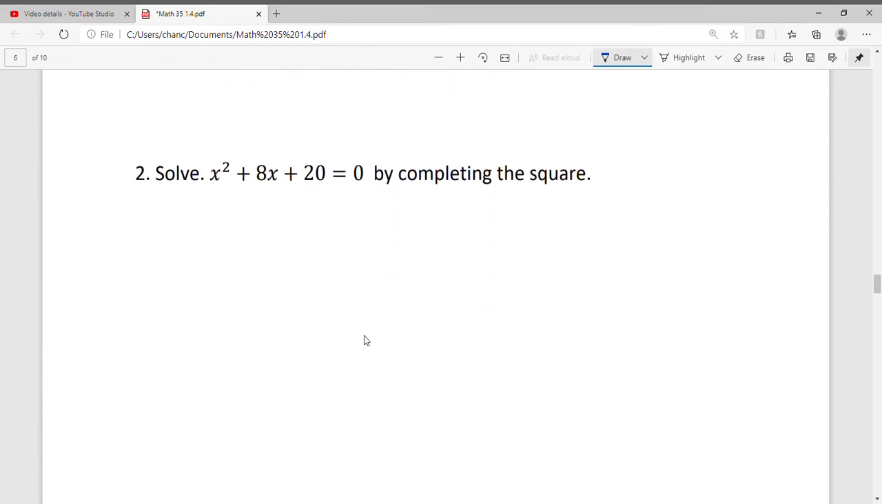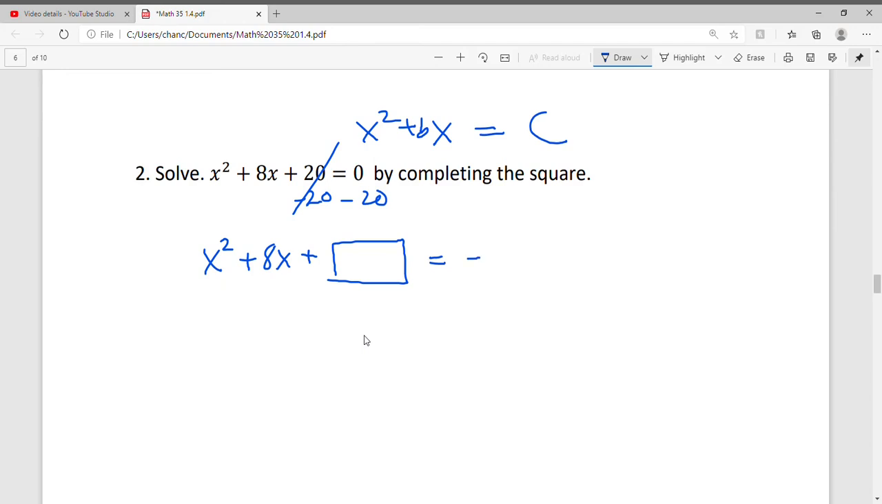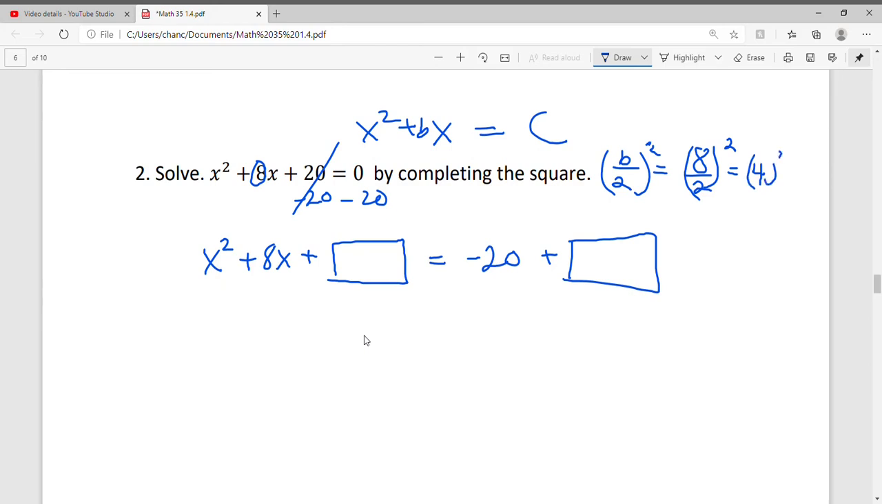Example 2. Again, let's get it into this form, right? We want it to be equal to c, so let's subtract the 20. I have x squared plus 8x, leave myself some space again, equals negative 20, and again we want to leave ourselves some space. b over 2 squared is the number we need to find. That's going to be 8 divided by 2 squared. You get 4 squared. That's 16. That's our magical number 16. So let's add that to both sides.